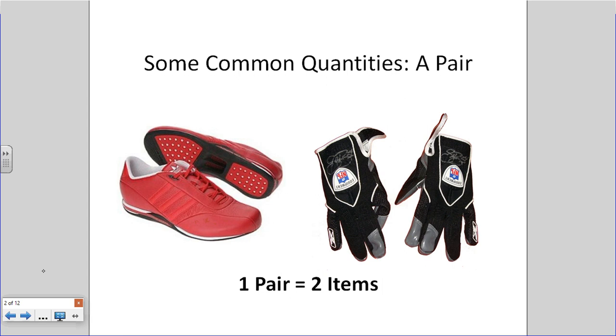So if I were to say you have a pair of something, like a pair of shoes, a pair of gloves, most people automatically think when they hear the word pair, it means two items of something. So a pair of shoes means you have two shoes. A pair of gloves means you have two gloves, and so on.